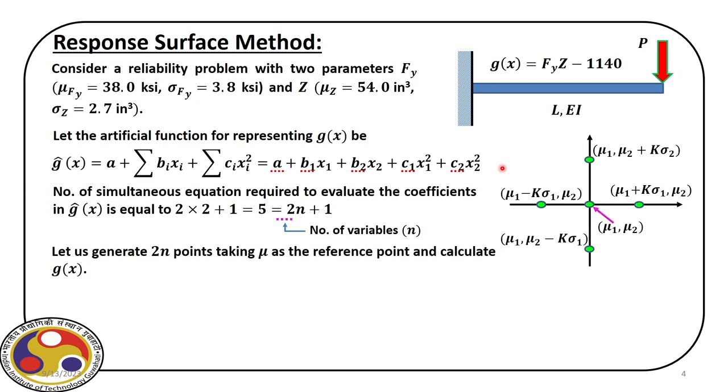Now, these are the points that we generate. So, we have mean. In this case, it is a problem with two random variables. So, we have mu1 and mu2. So, that is the reference point, and in and around we have mean plus minus k sigma. So, this k is a scalar constant. So, you have on the right hand side mu1 plus k sigma 1 comma mu2. So, that is one point. Similarly, we generate other points. So, we have altogether 2n points. So, n equal to 2. So, altogether 4 points we have surrounding the mean point. So, that's how we basically develop 2n plus 1 reference points. We call them support points.